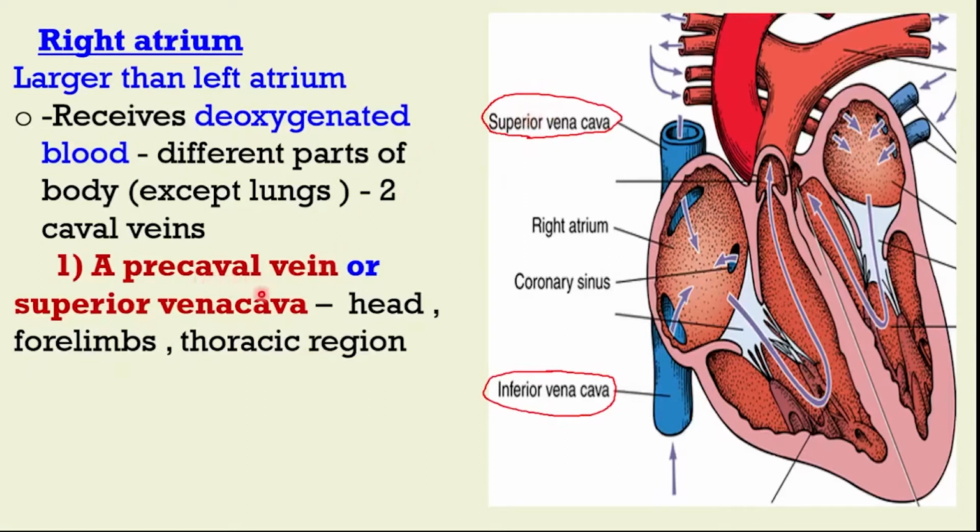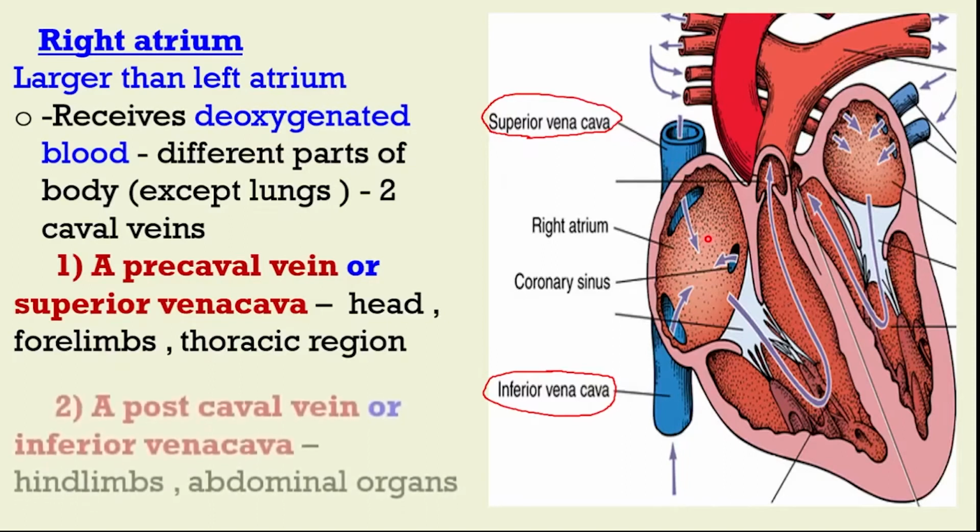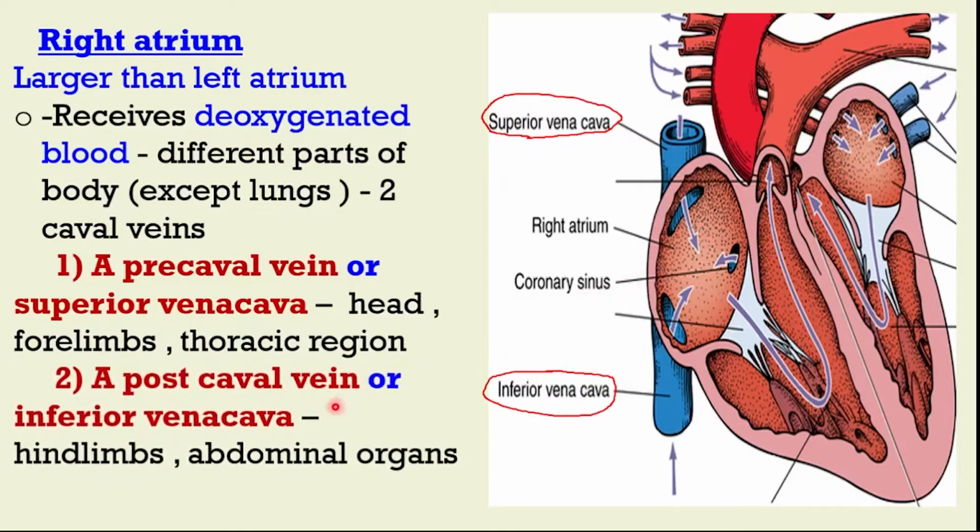The first caval vein is the precaval vein or superior vena cava. It collects blood from the head, forelimbs and thoracic region. That means from the anterior parts of the body, blood is collected by the precaval vein and it is emptied into the right auricle. And the next caval vein is the postcaval vein or inferior vena cava.